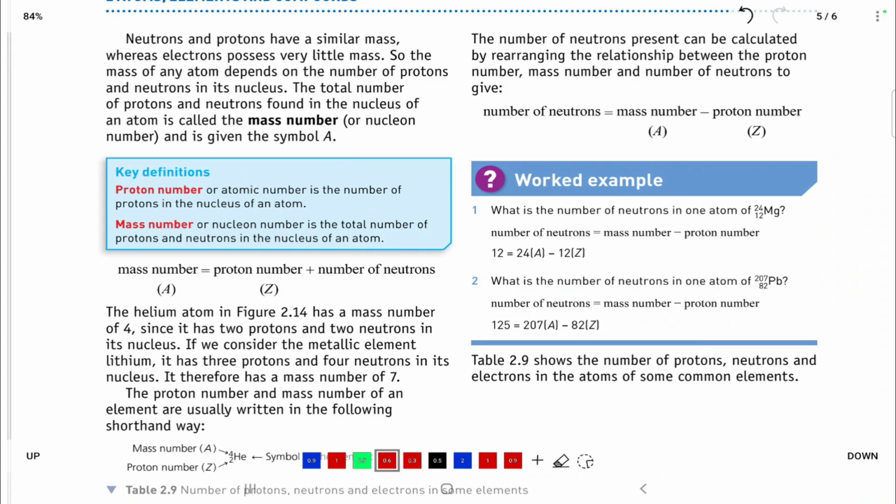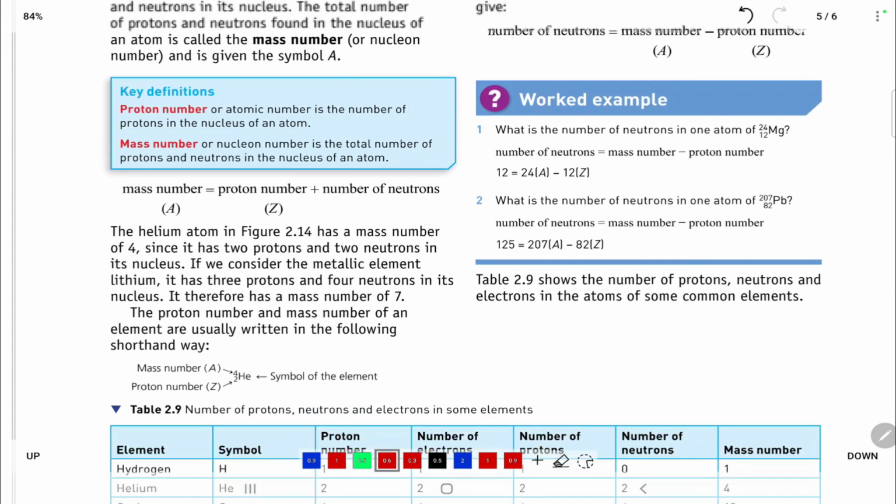So, key definitions. The first definition is proton number. Proton number, or atomic number, is the number of protons in the nucleus of an atom. The second definition is mass number, or nucleon number, which is the total number of protons and neutrons in the nucleus of an atom. This definition is very important.